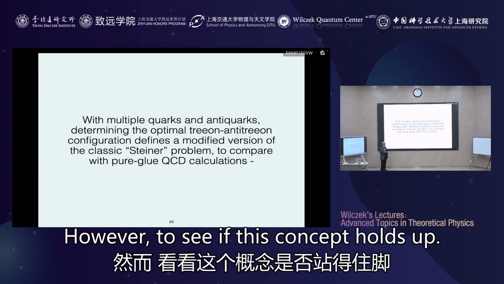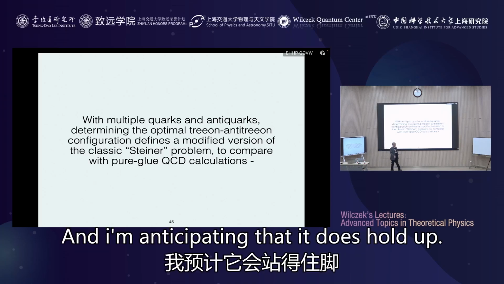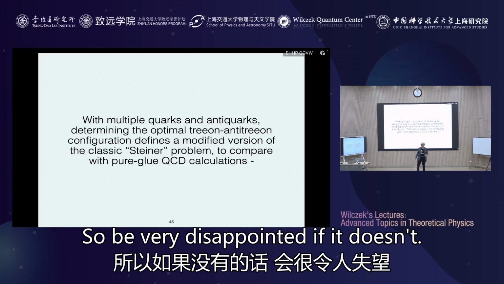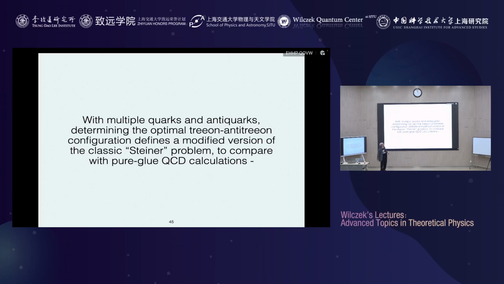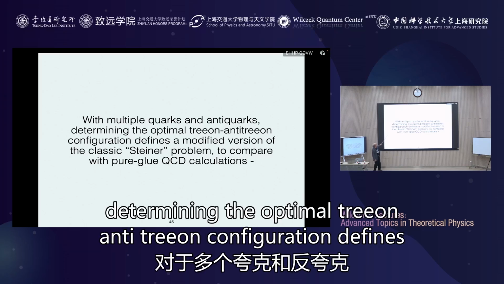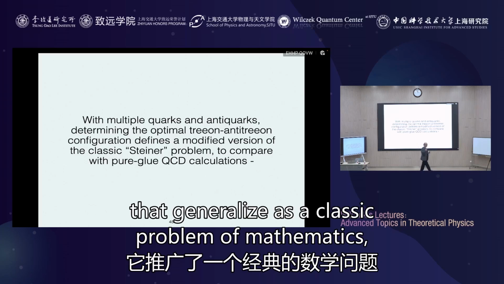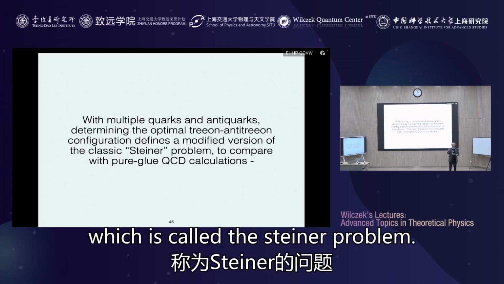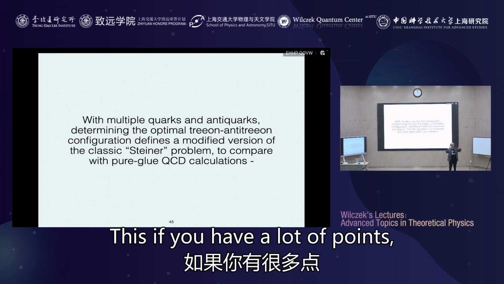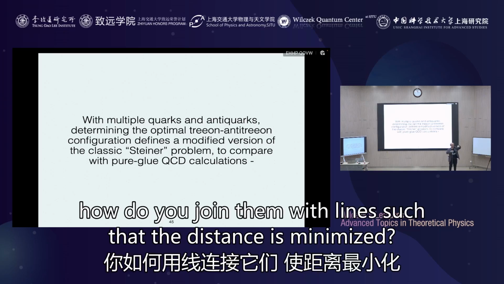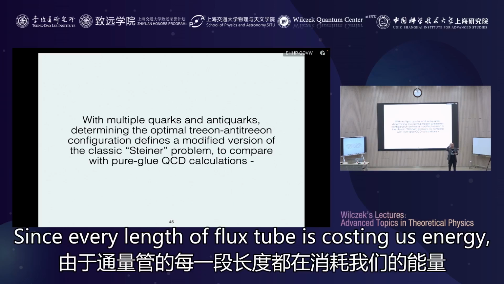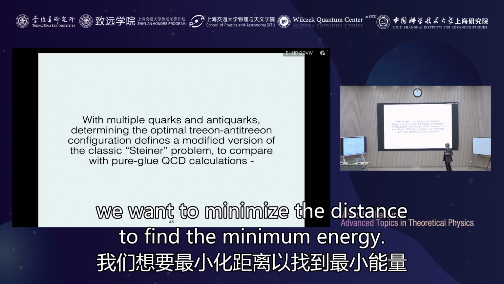We can do many other tests, however, to see if this concept holds up. And I'm anticipating that it does hold up, so I'll be very disappointed if it doesn't. So with multiple quarks and antiquarks, determining the optimal trion-antitrion configuration defines a very nice mathematical problem that generalizes a classic problem of mathematics, which is called the Steiner problem. If you have a lot of points, how do you join them with lines such that the distance is minimized? And since every length of flux tube is costing us energy, we want to minimize the distance to find the minimum energy.